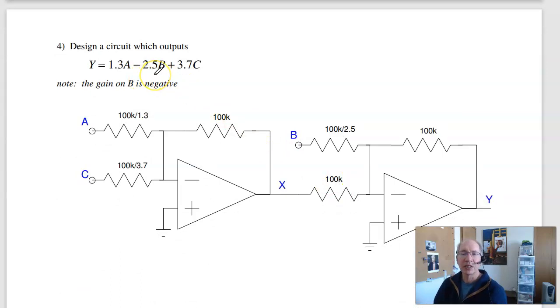Problem 4. Change the sign on B, and there's a couple ways to do it. Here what I'm going to do is using inverting amplifiers. So here I have a gain of negative times negative cancels. This is a gain of 1.3 minus 1.3A minus 3.7B. Change the sign with a gain of minus 1. B has a gain of minus 2.5. So here's one solution. There are others.